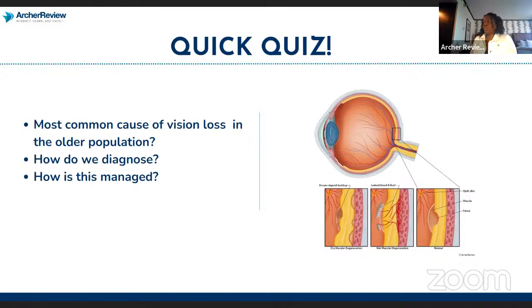Our job is to make sure that our patients are up to date on their eye exams. So we always ask those important questions, when was the last time they had their eye examined? And so we would refer them out if we were to detect macular degeneration.